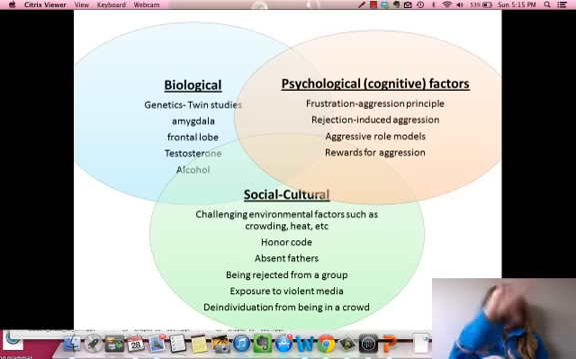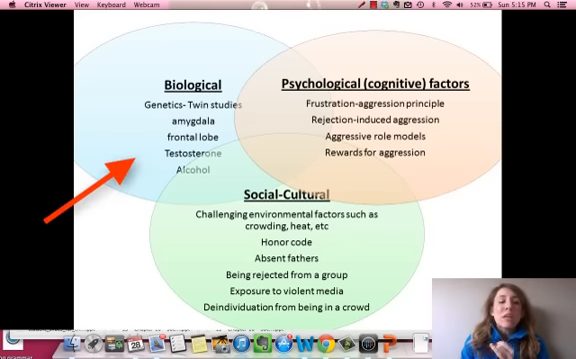So in the biological sphere, genetics: they found that identical twins were more likely to say that they felt overly aggressive than fraternal twins. In the amygdala and frontal lobe, they did a study of 15 death row inmates, and all of them had severe brain trauma that could have affected the function of their amygdala and frontal lobe. And when they place little electrodes in those parts of the brain, either in people or animals, you can make them have very aggressive reactions immediately.